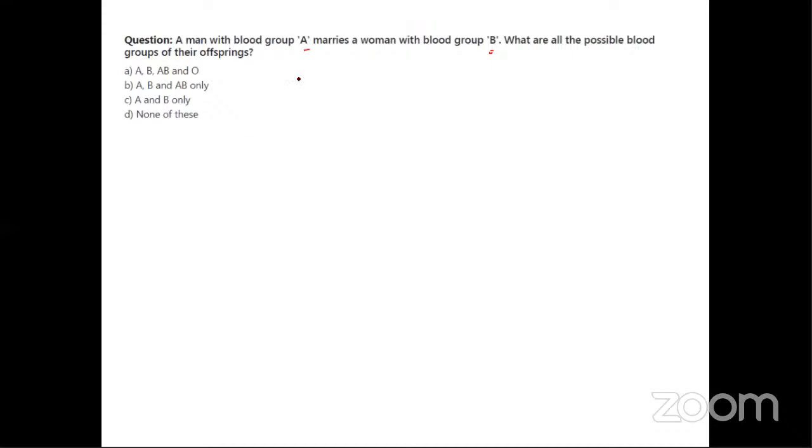Right, see what the question is saying. It is saying a man with blood group A marries a woman with blood group B. We have to find out all the possible blood groups of the offspring. Okay, nothing is given in the question. So what are we going to consider the genotype as? We are going to consider the genotype as IA and small i for the man, and for the woman we are going to consider it as IB and small i.